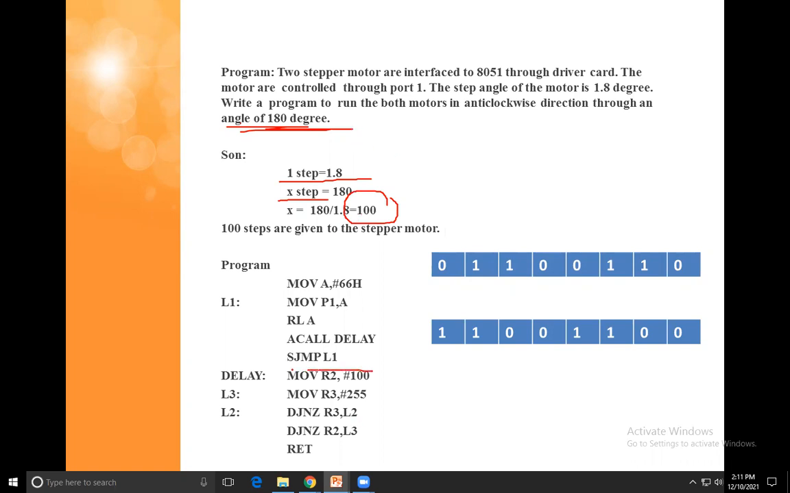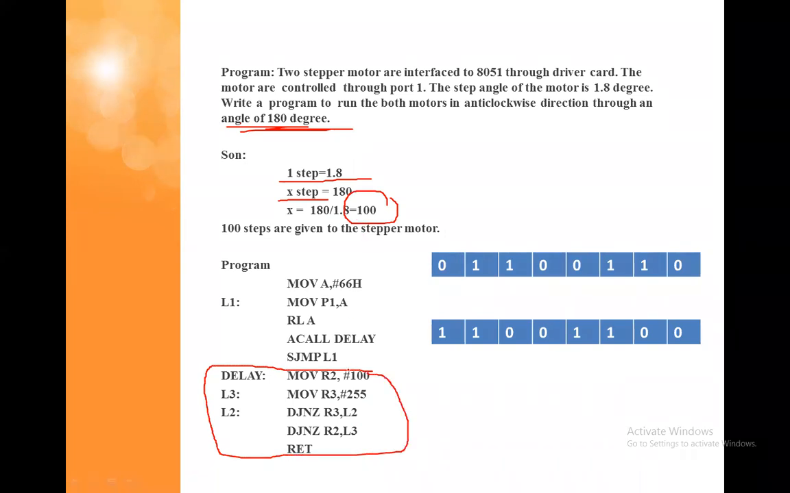So for that 100, we have to create delays. If this value is changed, then this value will change. This 100 is given by the step angle, or you can say the number of steps required to rotate the motor. For that purpose, you have to use these delays. That's why I'm giving 100 here. If the value of this is changed, then automatically the value of this will change.